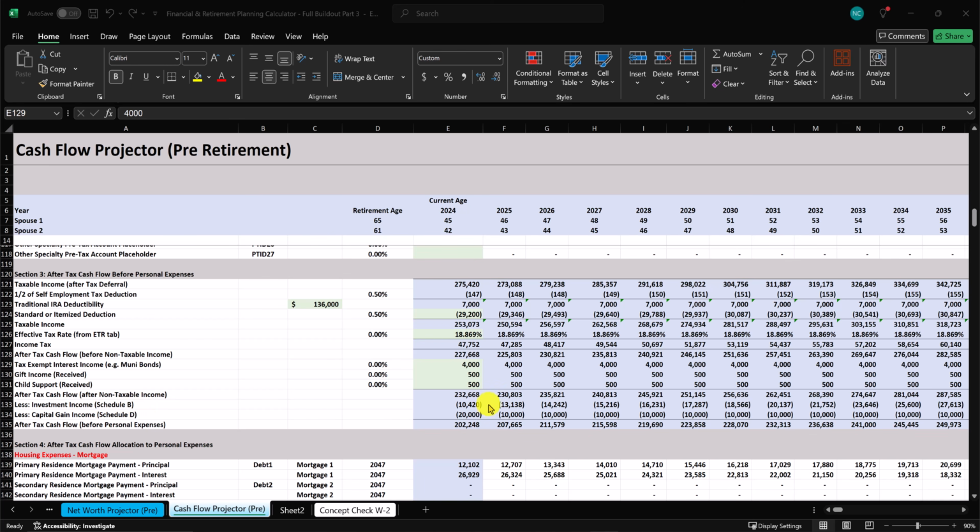Okay, now I have two final adjustments to make in here from a cash flow perspective before we get down to section 4 to deal with personal expenses. And those two adjustments are going to be, I'm going to take out the taxable investment income related to Schedule B, and I'm also going to take out the capital gain income. Let's look at these one by one.